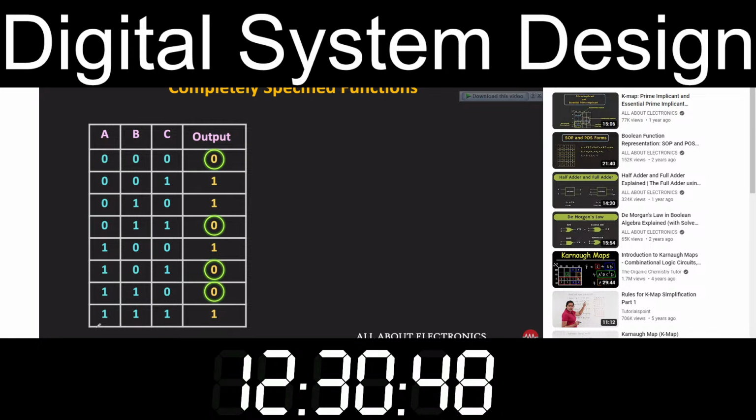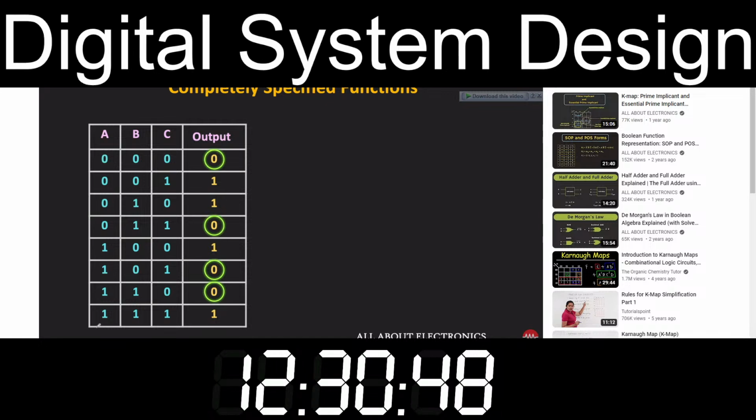But in practice, in some applications, the function is not specified for certain input combinations. For example, in the 8421 BCD code, these 6 combinations are unspecified and these 6 codes are the invalid codes. So the output for these combinations could be either 0 or 1.